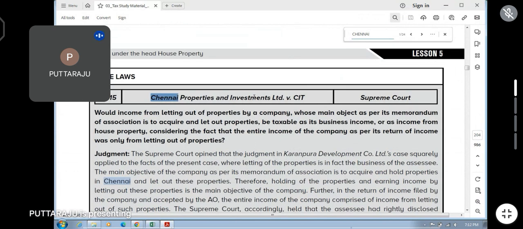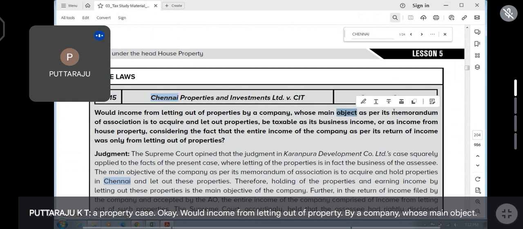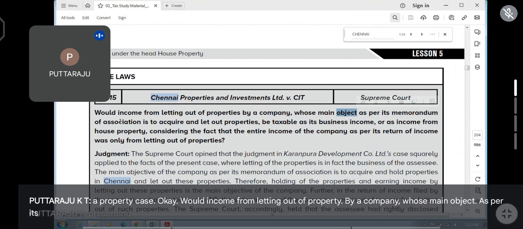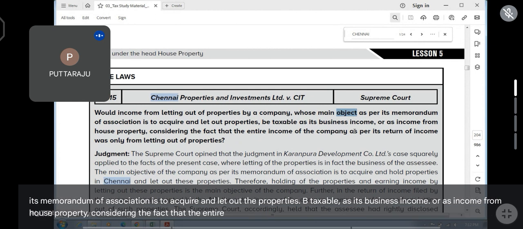Chennai Properties case. Would income from letting out of property by a company whose main object, as per its memorandum of association, is to acquire and let out the properties, be taxable as its business income or as income from house property, considering the fact that the entire income of the company as per its return of income was only from the letting out of property?